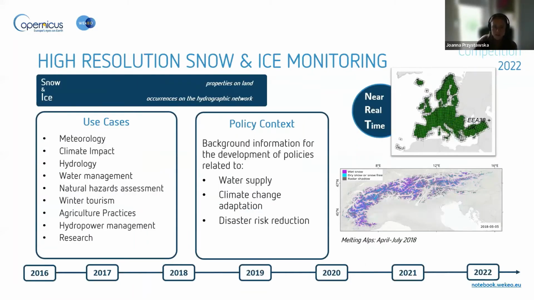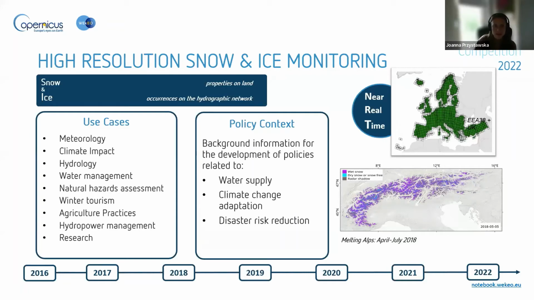And then another product from our portfolio, it's snow and ice product, and it describes the snow properties on land and ice occurrences on the hydrographic network. Most of snow and ice data is disseminated in NRT, near real time. This means that it is made available within 6 to 12 hours of satellite observation. The dataset is generated over the entire EEA38+UK, same as HRVP data. And data, as you can see on the timeline below, is analyzed from 2016, actually September 2016 onwards.